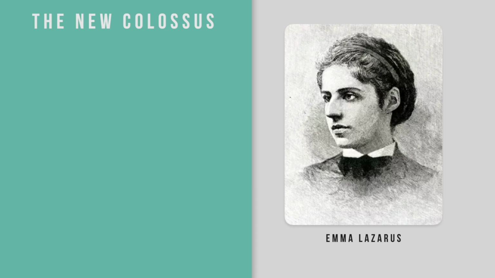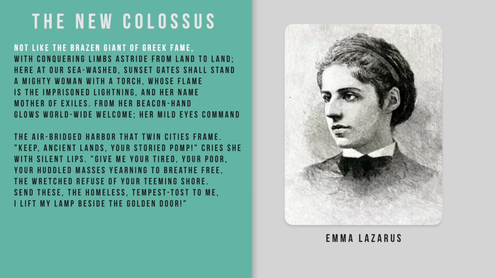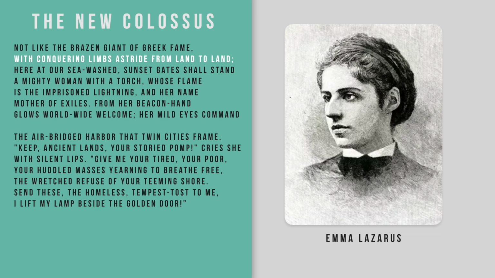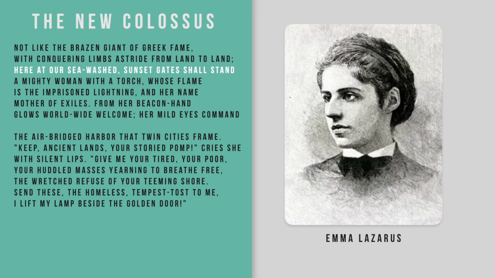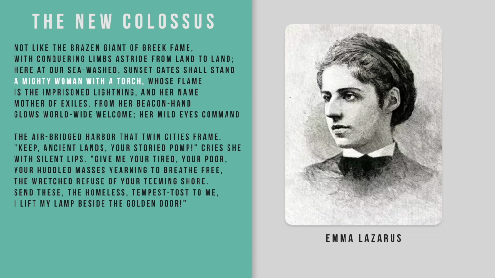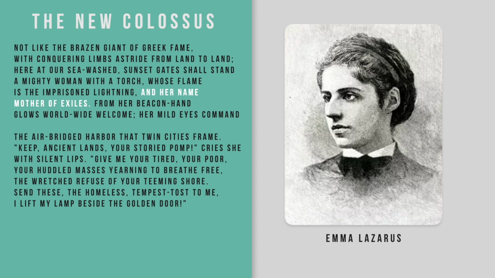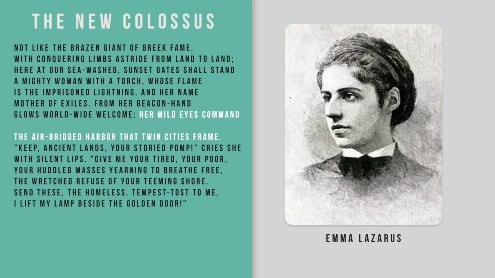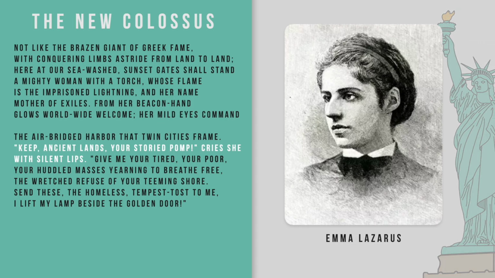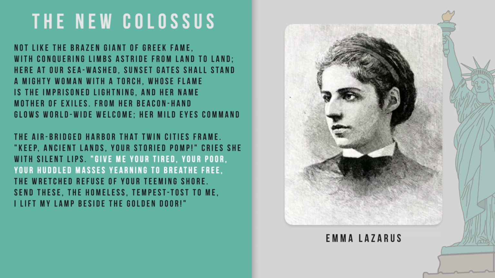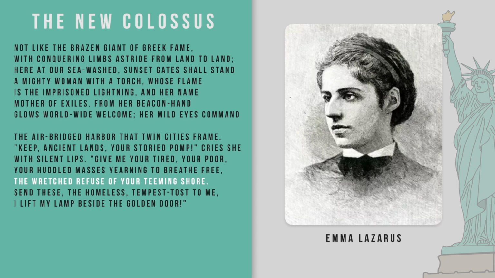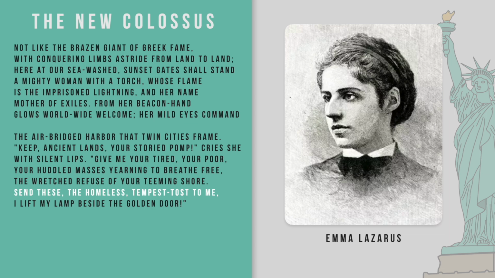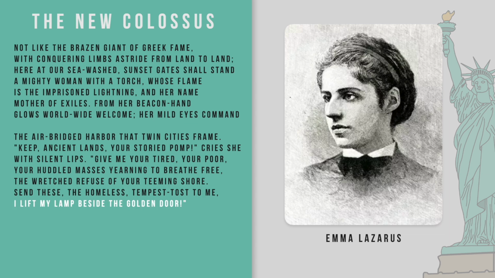This may sound familiar. It reads, "Not like the brazen giant of Greek fame, with conquering limb astride from land to land, here at our sea-washed sunset gate shall stand. A mighty woman with a torch, whose flame is the imprisoned lightning, and her name Mother of Exiles. From her beacon hand glows worldwide welcome. Her mild eyes command the air-bridged harbors that twin cities frame. Keep ancient lands your storied pomp, cries she with silent lips. Give me your tired, your poor, your huddled masses yearning to breathe free, the wretched refuse of your teeming shore. Send these, the homeless, tempest-tossed, to me. I lift my lamp beside the golden door."